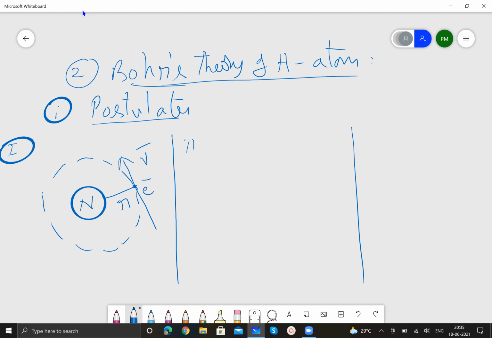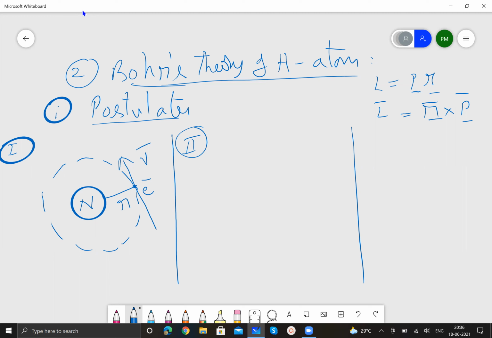Next, the second postulate says, in 11th class you might have learnt about angular momentum. Angular momentum is the moment of linear momentum of a particle in circular motion. We show it vectorially like this: L bar is equal to R bar cross P bar. It's an axial vector perpendicular to the plane containing R bar and P bar.